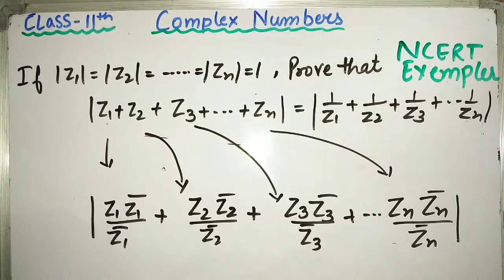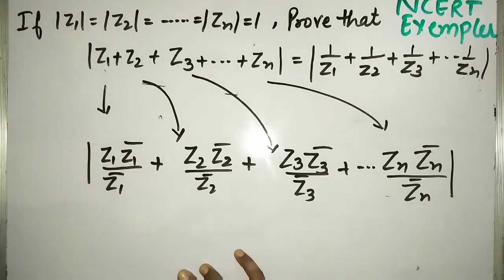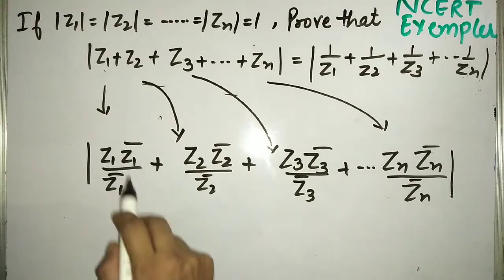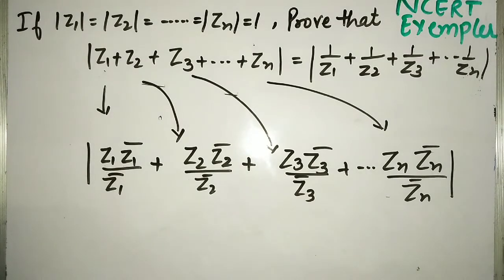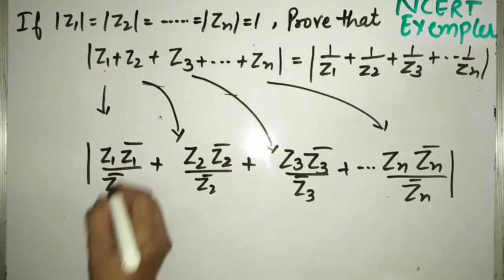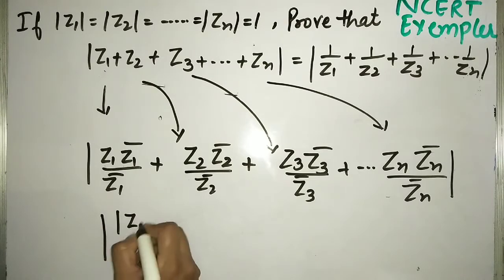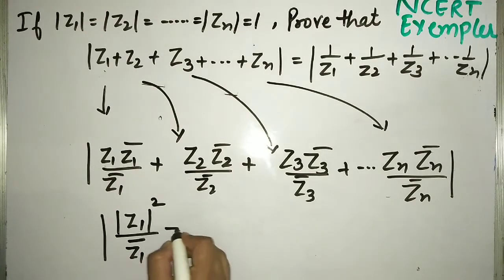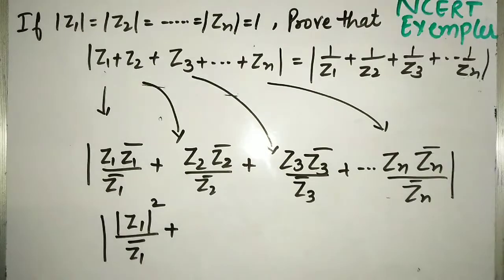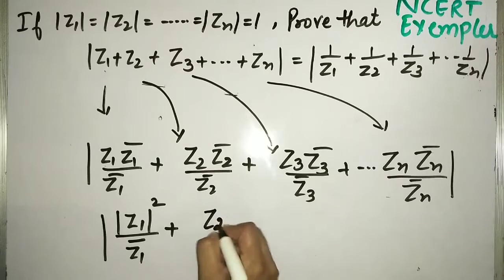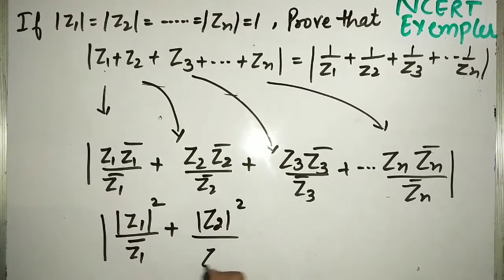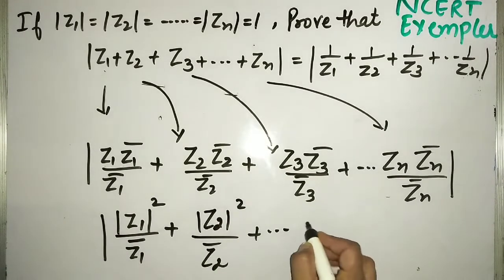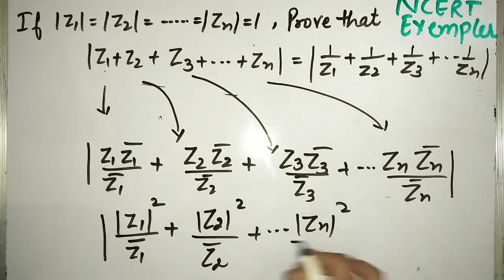Now what you can do now, you know it very well, z1 bar equals z1 square. Okay, I'm going to write it as z1 square upon z1 bar, plus z2 square upon z2 bar, plus so on, z1 square upon zn bar, right students?